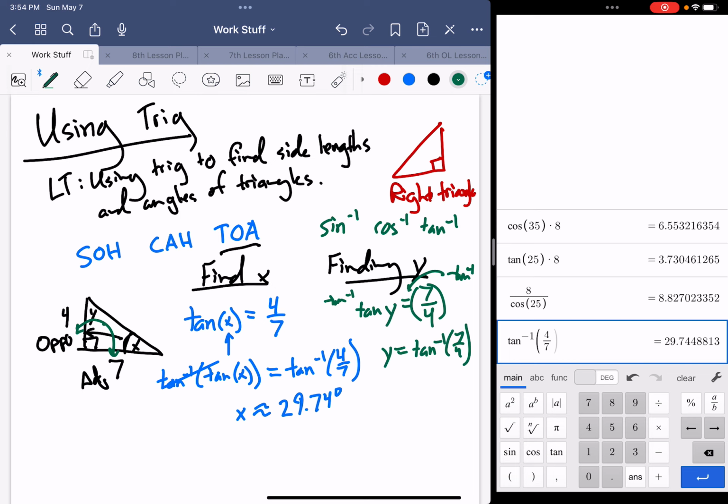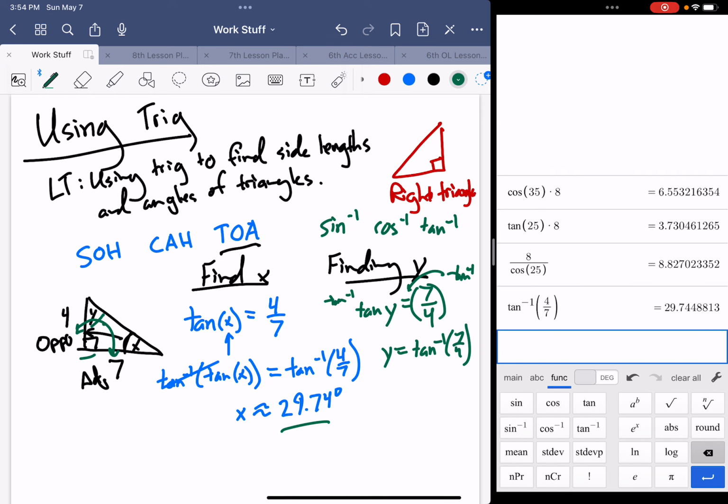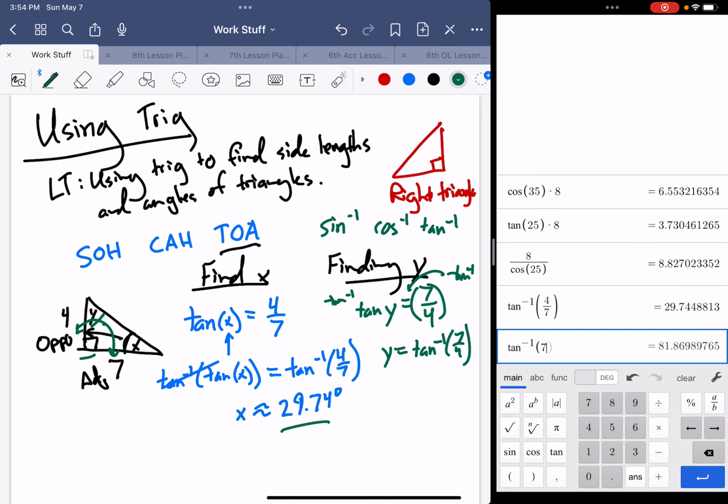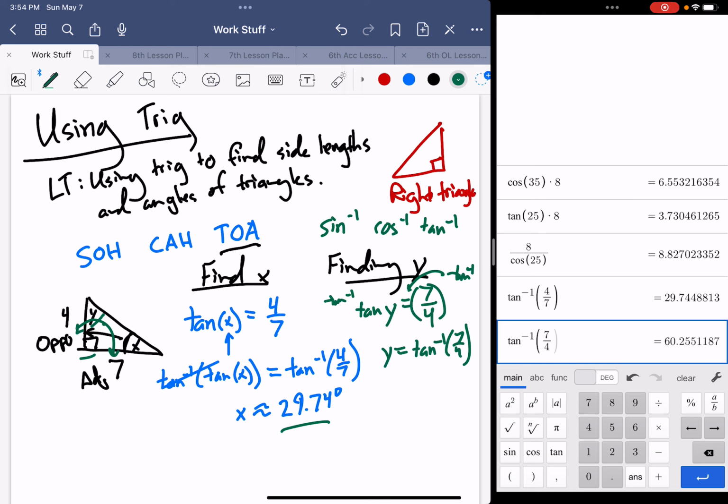And taking a look at it, it should be about 60 degrees, give or take, because this 30 plus that 90 and then whatever y is better add up to 180. And so I plug it in. Functions, tan inverse, go to the main, 7 divided by 4. And there we go. Y is roughly equal to 60.26 degrees. And there we've found some missing parts of right triangles by using tangent.